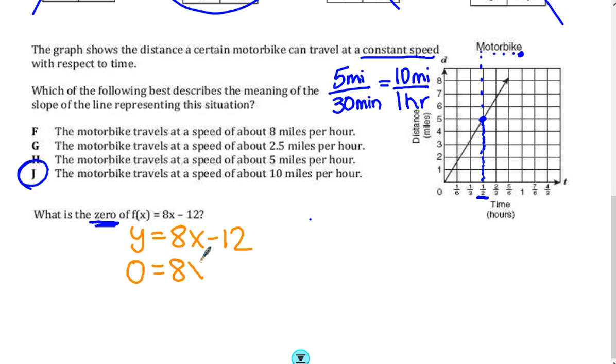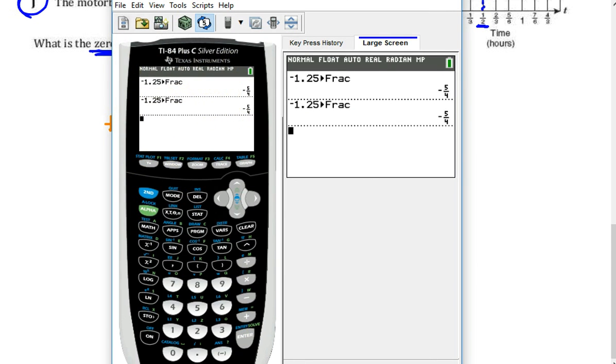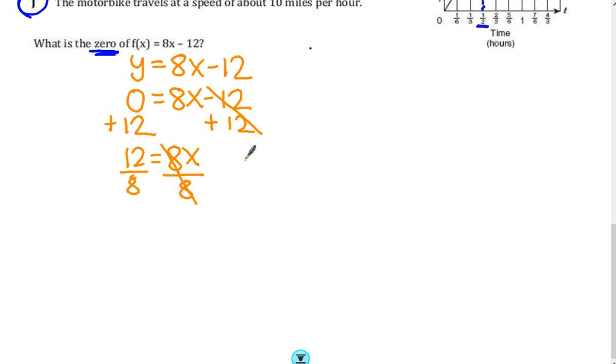8x minus 12. And I would add 12 to both sides. So now I have 12 is equal to 8x. Divide both sides by 8. And let's see if we do that in our calculator. 12 divided by 8, and that is 1.5. So this is telling me that it's crossing my x-axis at the point (1.5, 0).